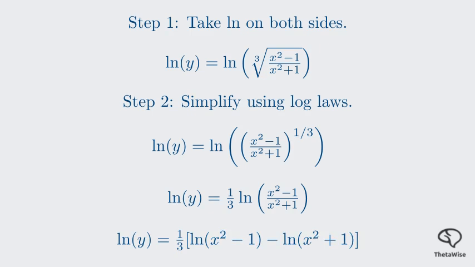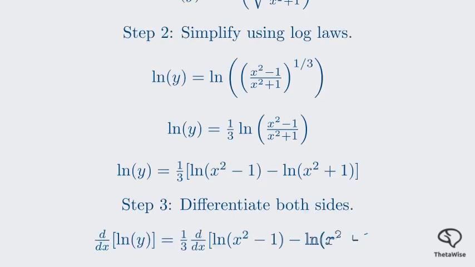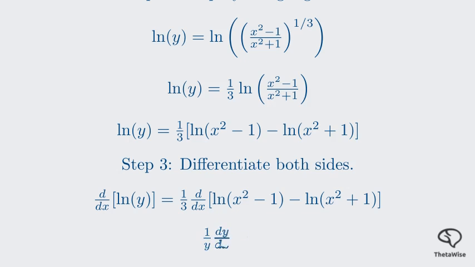Step 3. Differentiate both sides with respect to x. We'll start with the left side. The derivative of ln y is 1 over y times dy/dx. That's our implicit differentiation. Now for the right side.